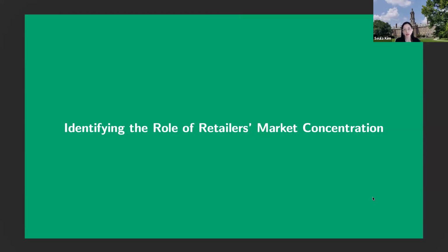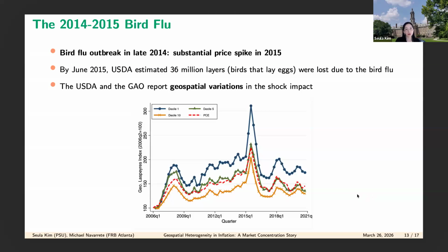However, nothing has been about causality yet, so we further try to identify the role of retailers' market concentration in accounting for inflation variations. In order to do so, we exploited the following episode as an exogenous cost shock to retailer pricing. So there was a bird flu outbreak in late 2014, which caused a substantial price spike in 2015 in the following quarters. And you can identify this period quite easily from the following figure, which shows the geospatial index for egg price. And then you see that there's a big spike across all regions and even in the national index around this period from late 2014 through 2015.